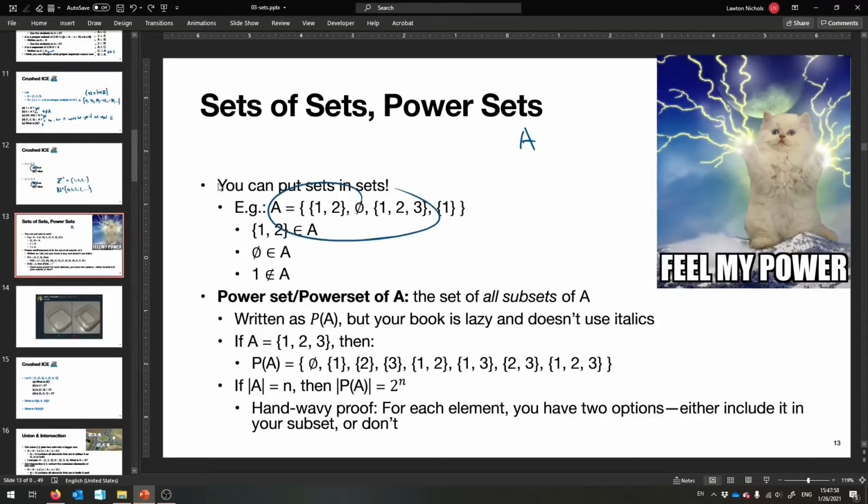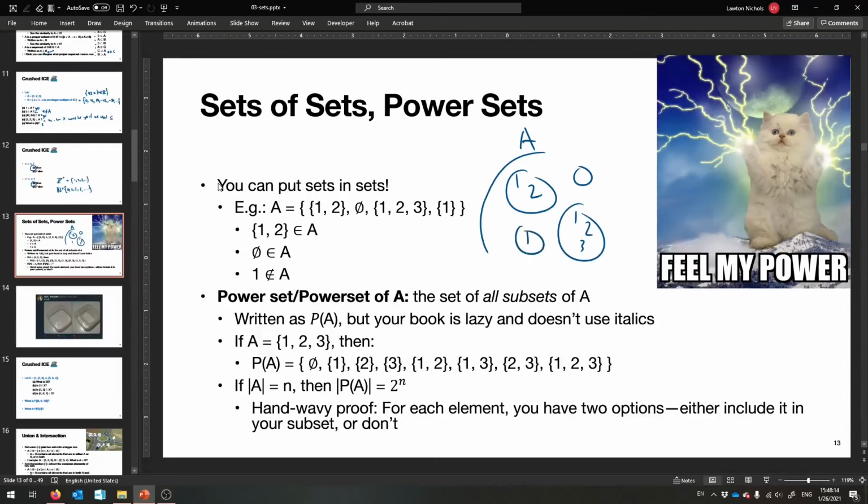So here's my example A. It holds the set {1, 2} inside of it. A itself is a set. It holds the empty set, which holds nothing. It holds the set {1, 2, 3}, which is a different set from {1, 2}. It holds the set containing 1, and that's A. So I guess that's the empty set, not 0.